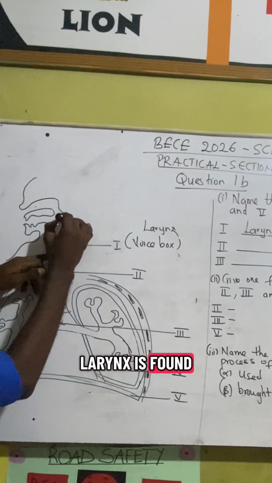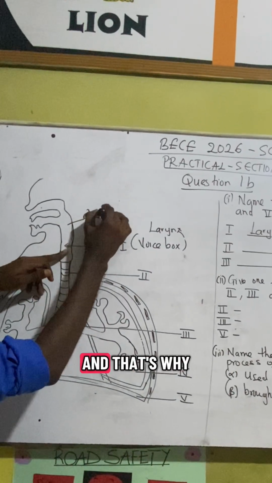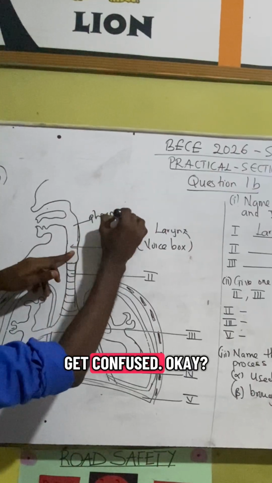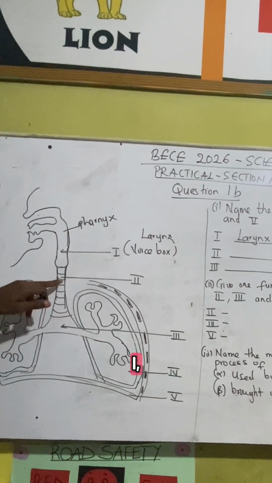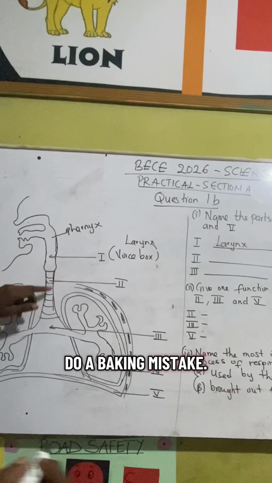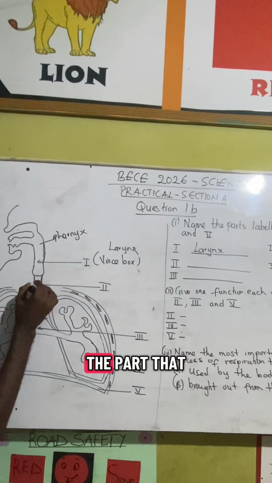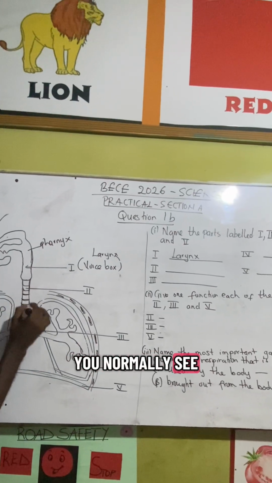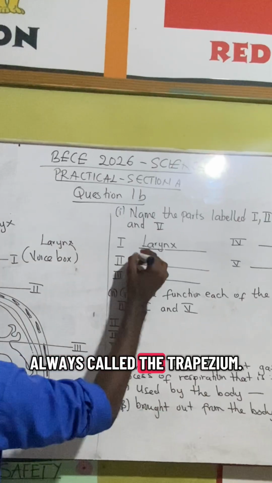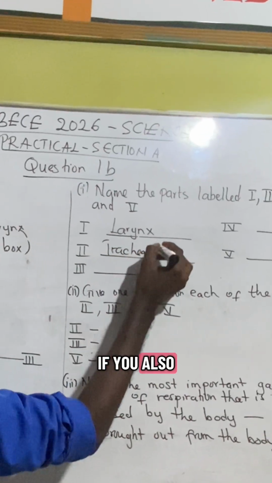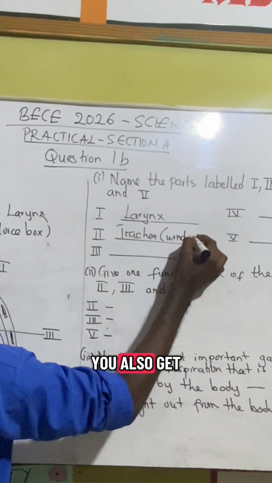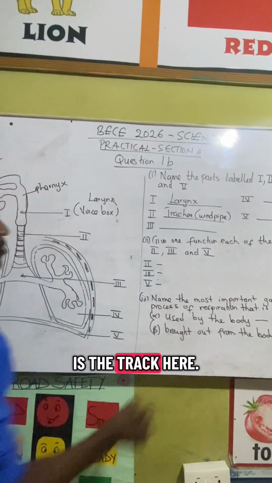The pharynx is found up here. This is where the pharynx is, and that's why a lot of people get confused, okay? Good. Then the II, where a lot of people are also making mistakes. I always tell students, the part that you normally see, those curves, is always called the trachea. If you also write windpipe, you also get it correct. That is the trachea, okay?